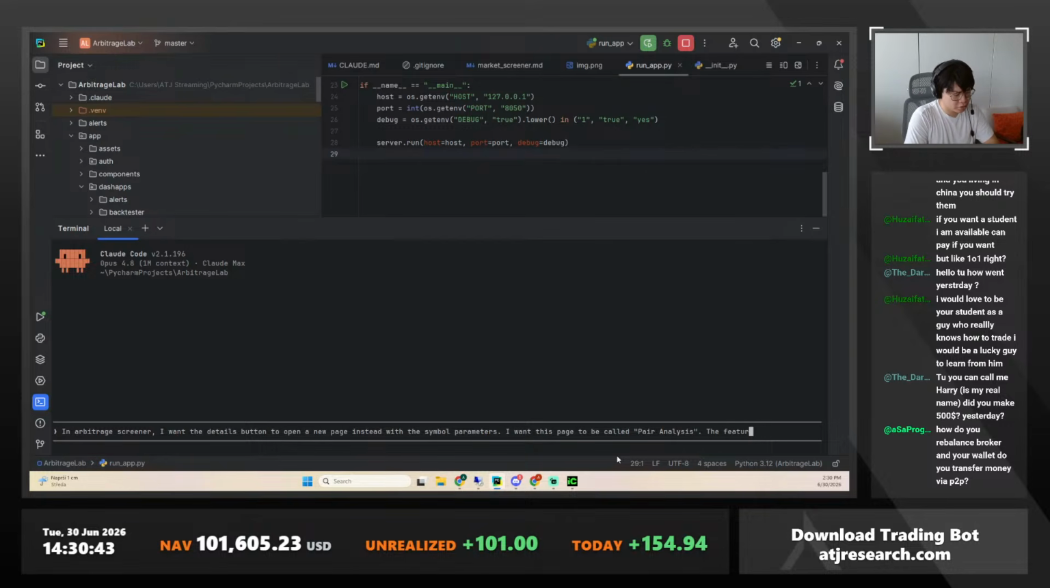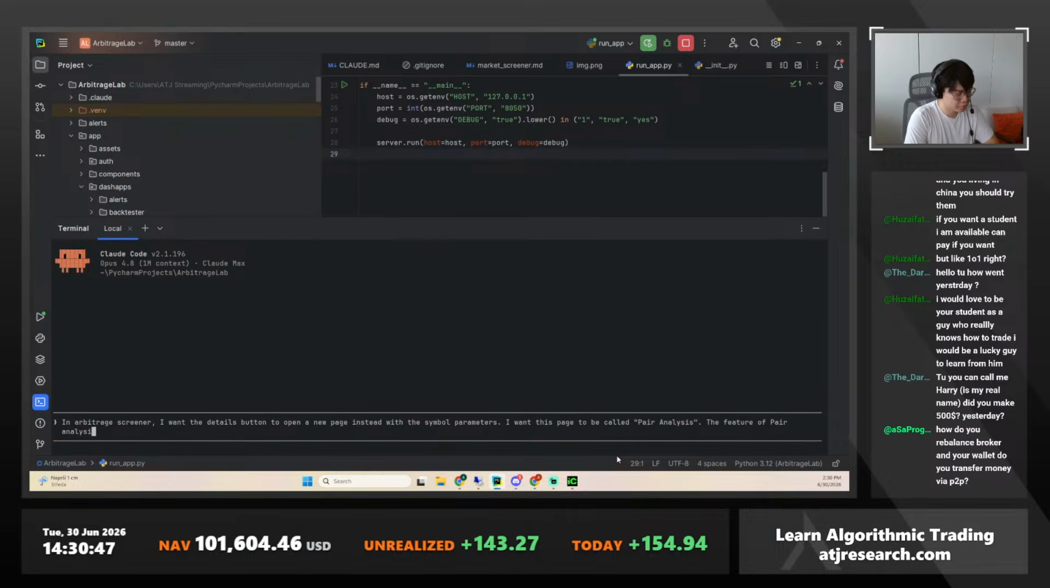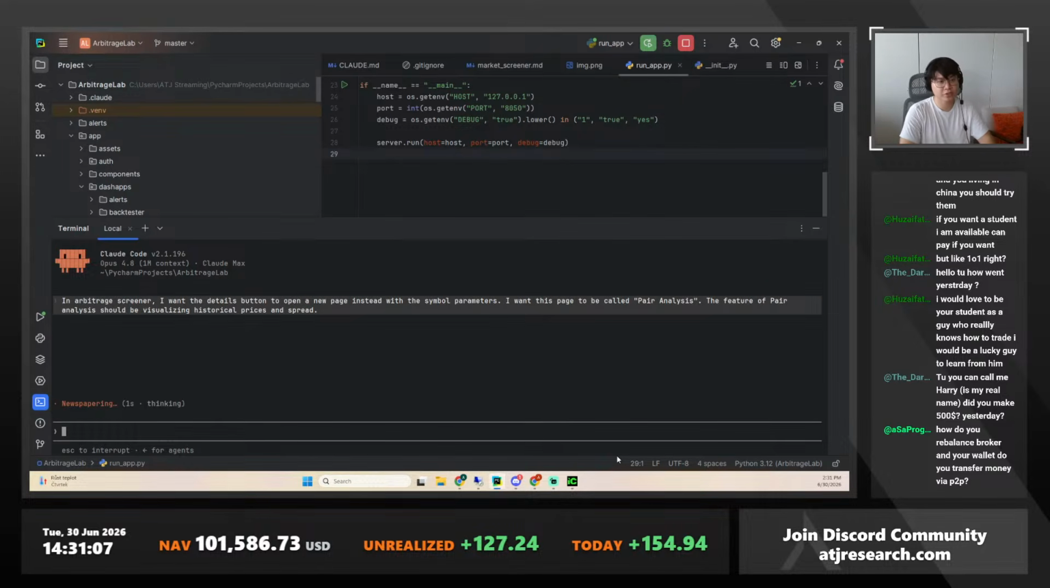The features of pair analysis should be visualizing historical prices and spread, and also add some. Okay, let's start with this, and then we can proceed with the other features of this app.